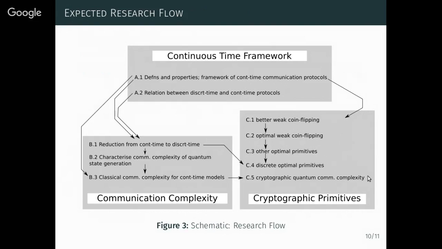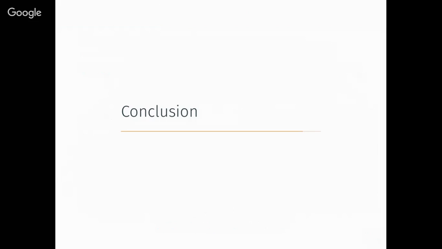And in the end, you would want to see if you can do cryptographic quantum communication complexity. So you don't say, all right, what is the least amount of information you need to send? You ask, what is the least amount of secure information? The least amount of information I need to send in order for my communication to be secure also. Questions we'll look at, but that is quite late in the research flow.